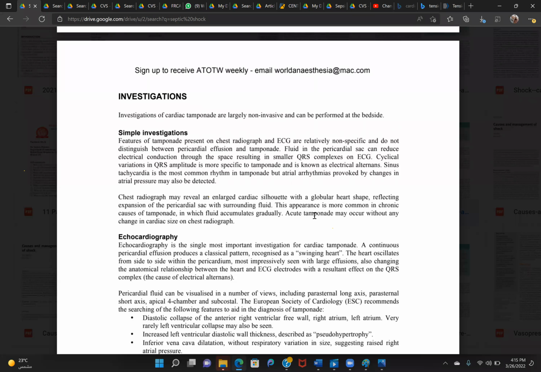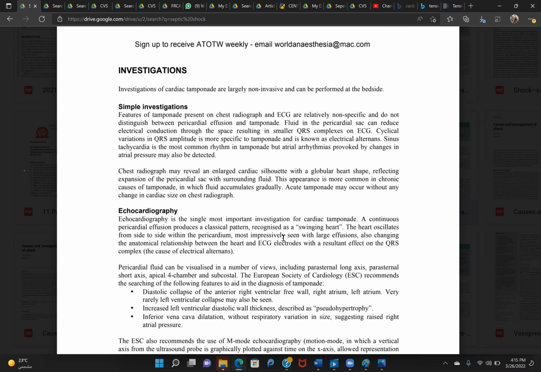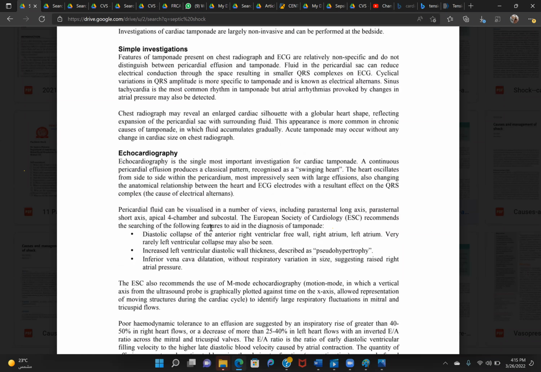Globular heart shape, chest radiograph reflecting expansion of the pericardial sac with the surrounding fluid. Okay. This is the thing. And specifically in the ICU exam, they can ask you these things as well. Diastolic collapse of the anterior right ventricular free wall. I don't have much idea, I'm just reading it out. And very rarely left ventricular collapse may also be seen. Increased left ventricular diastolic wall thickness described as pseudohypertrophy. Inferior vena cava dilatation without respiratory variation in size, suggesting raised right atrial pressure.